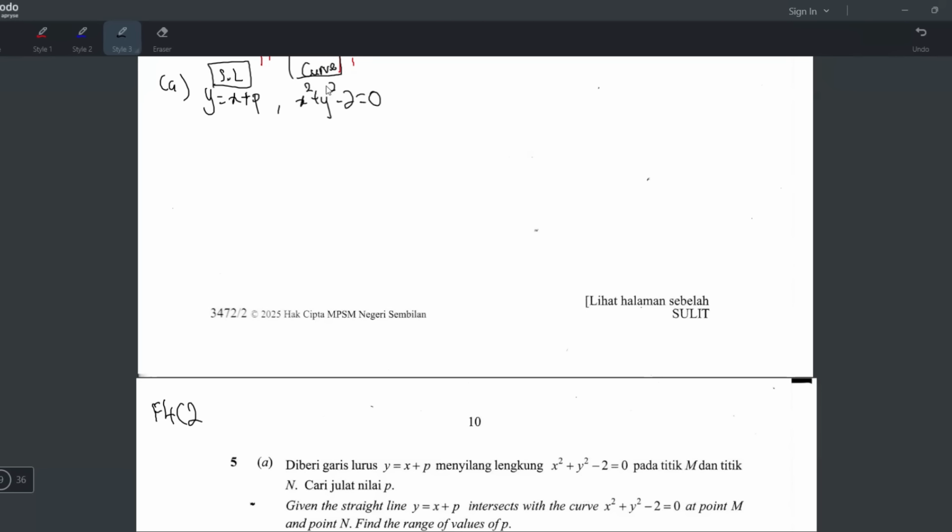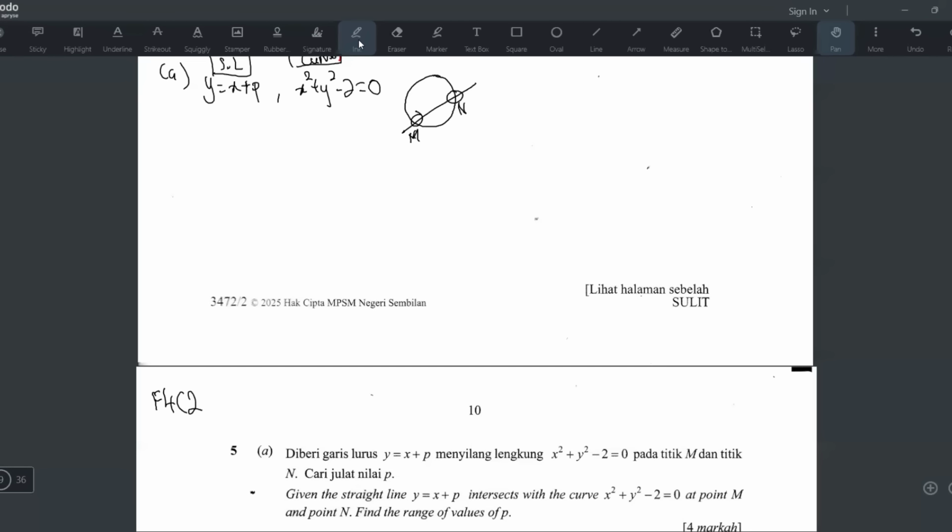When you plot this out in a graph paper, you get a circle. They say this line and this curve intersect at point M and point N. So let me just draw it using a diagram so you understand. Let's say this is the circle and the straight line like that, and it will intersect at 2 points, point M and point N. And then they say find the range of values of p.